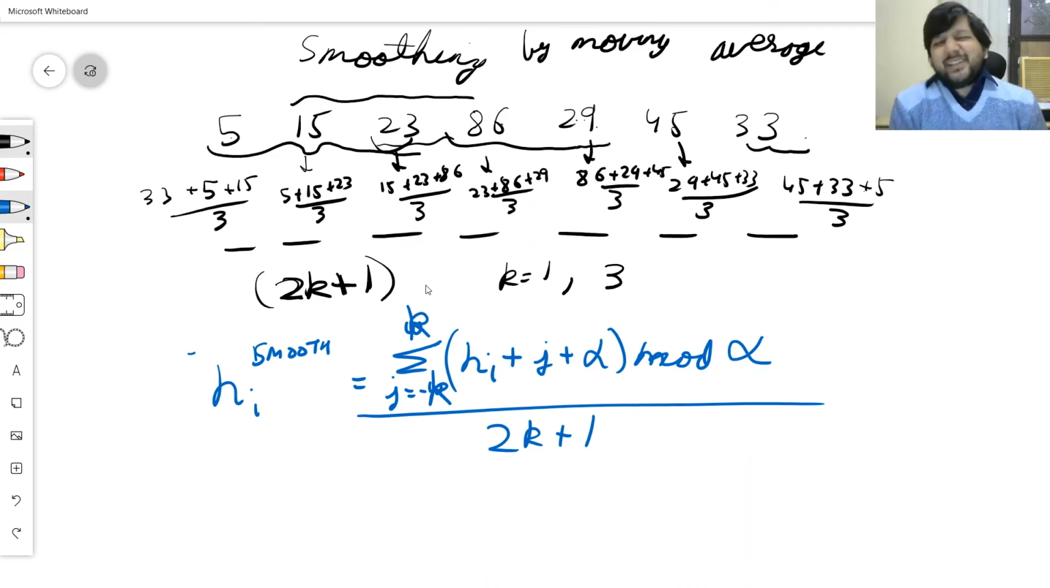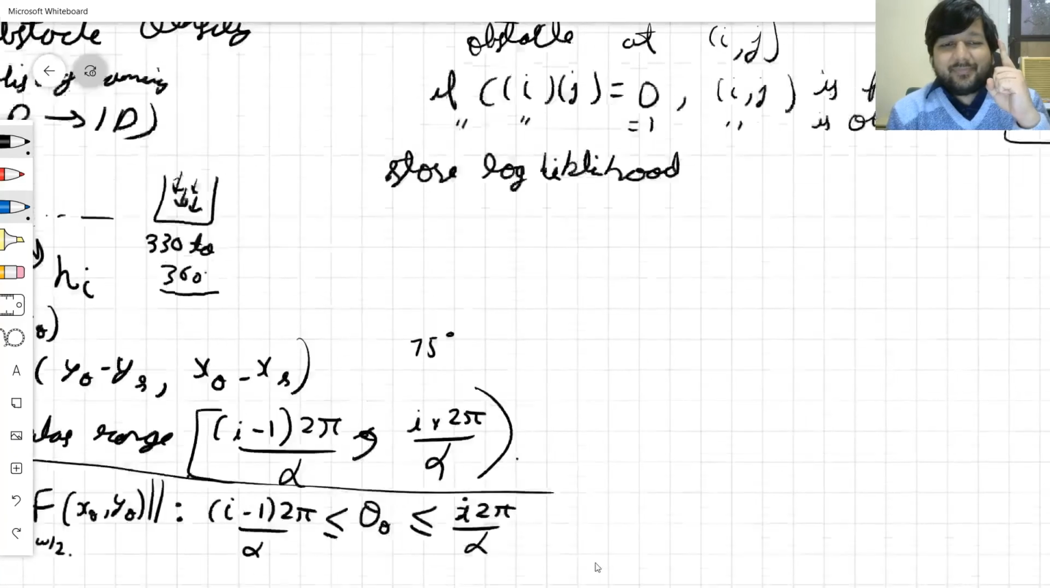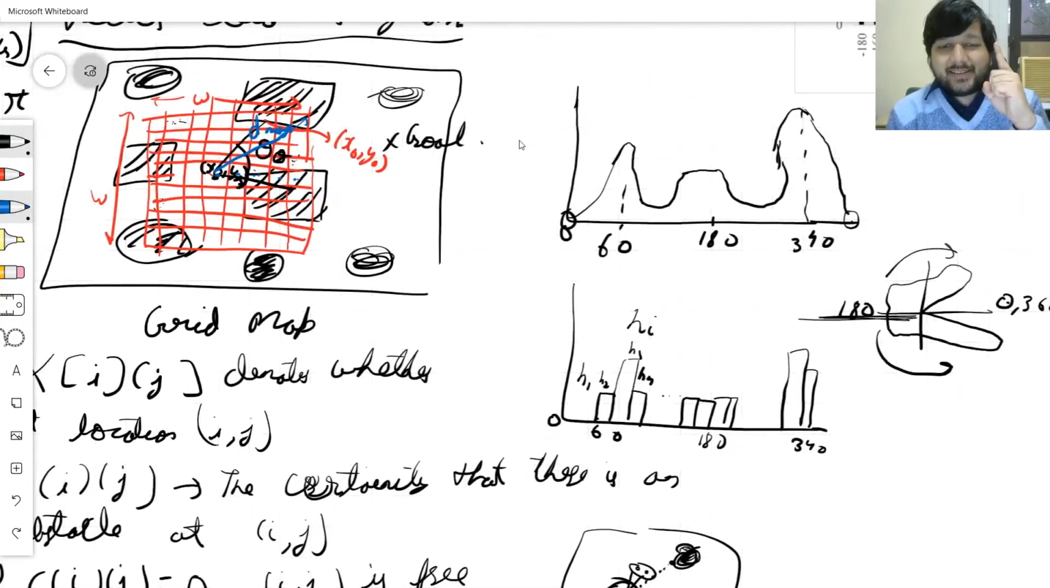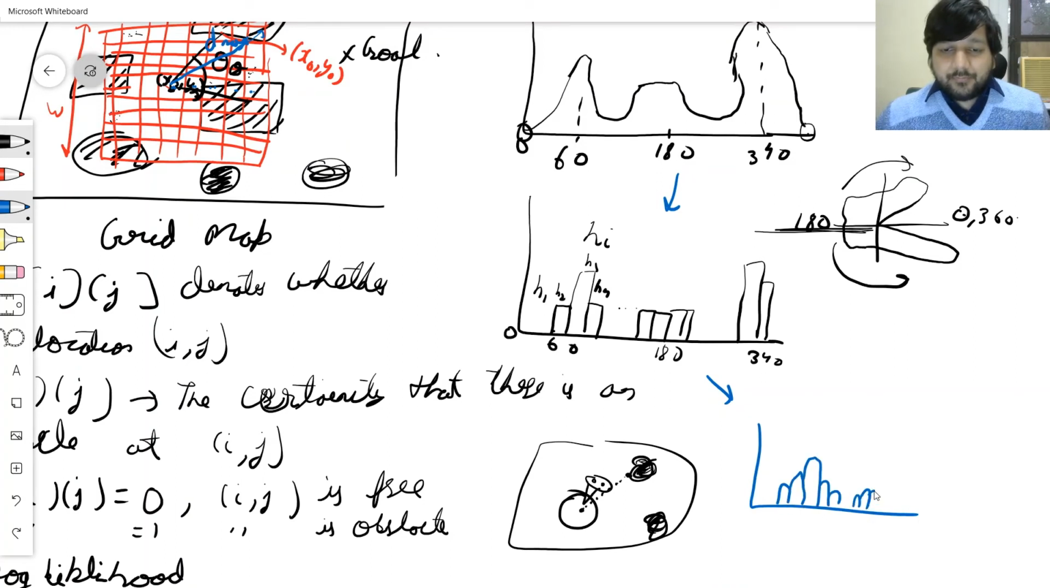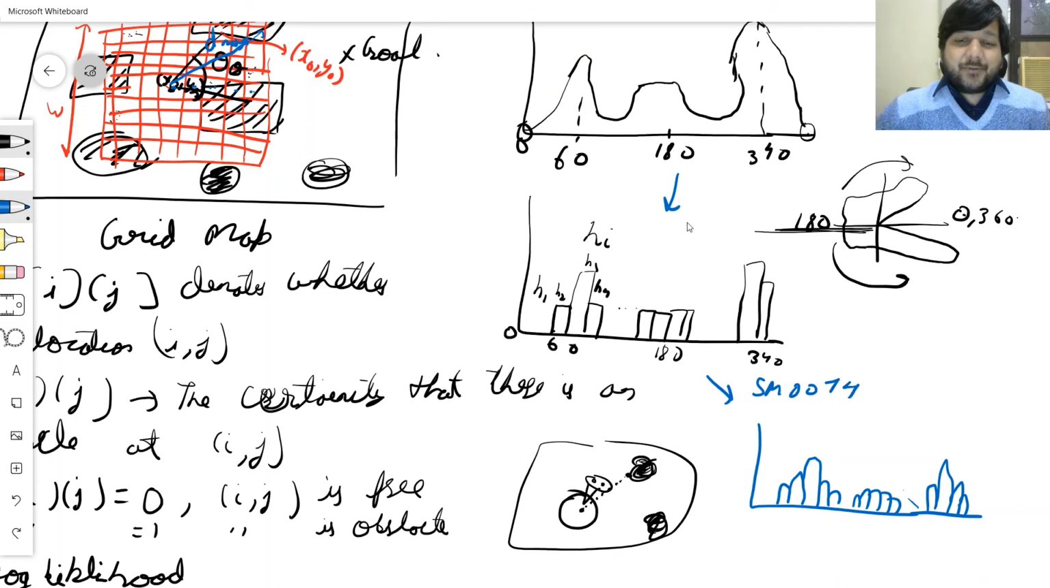histogram. So all that I know is, number one, I know the polar obstacle density, which is this. Then I know the obstacle density in terms of a histogram. So I had some information loss over here, and then I apply some kind of smoothing. So this was smoothing and this was histogramming.